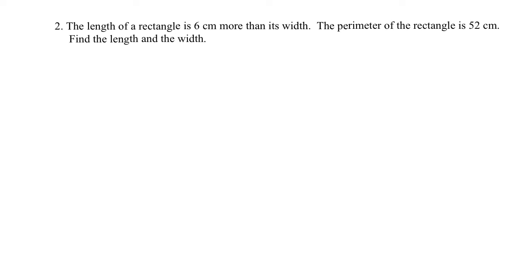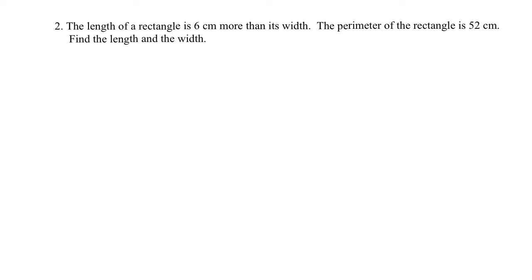Okay, what we see in problem 2, the length of a rectangle is 6 centimeters more than its width. The perimeter of the rectangle is 52 centimeters. Find the length and the width. Okay, so we're going to build this one up together. Step 1, now that I've read the problem aloud, let's go ahead and produce a well-labeled diagram. So I want you to draw your diagram, and I want you to label it with the expressions to represent the length and the width. Okay, pause the video now.